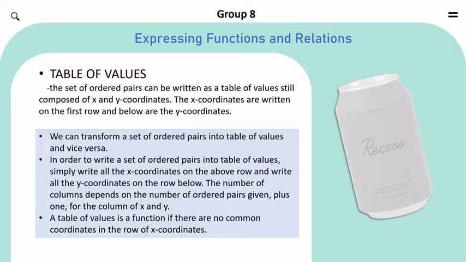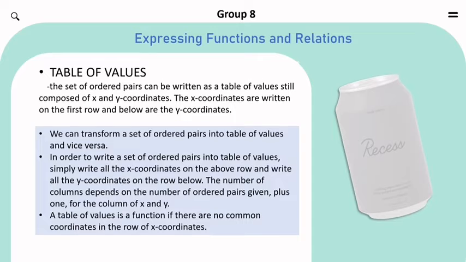In order to write a set of ordered pairs into a table of values, simply write all the x coordinates on the above row and write all the y coordinates on the row below. The number of columns depends on the number of ordered pairs given, plus 1 for the column of x and y. A table of values is a function if there are no common coordinates in the row of x coordinates.